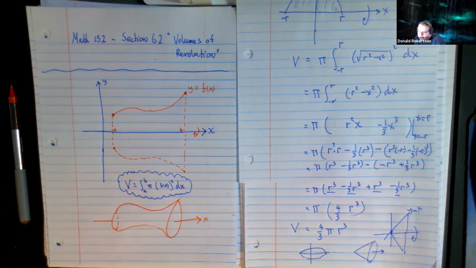That is how powerful this technique is. As long as you can have it as a curve rotated about the x-axis, you can find its volume. As long as f of x isn't ridiculously messy and big, right? As long as it's a relatively nice equation, you're good to go.